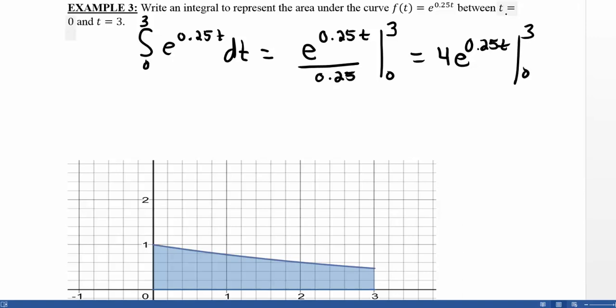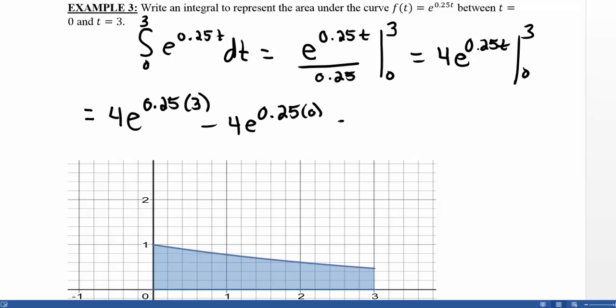So it's roughly at this point when we need to decide if we are going to come up with an exact answer or an approximation. I prefer exact answers, and we'll talk about what that means as we go. So when I plug in my upper bound, I have 4e to the 0.25 times 3 minus 4e to the 0.25 times 0.